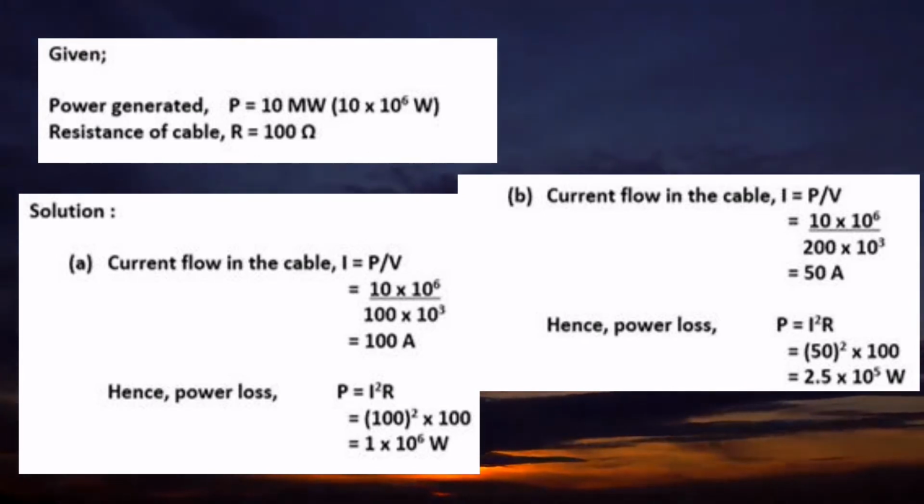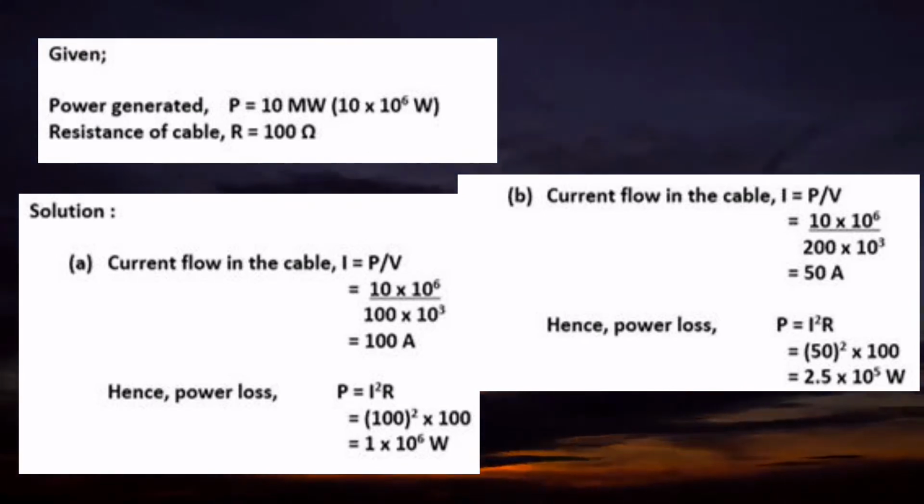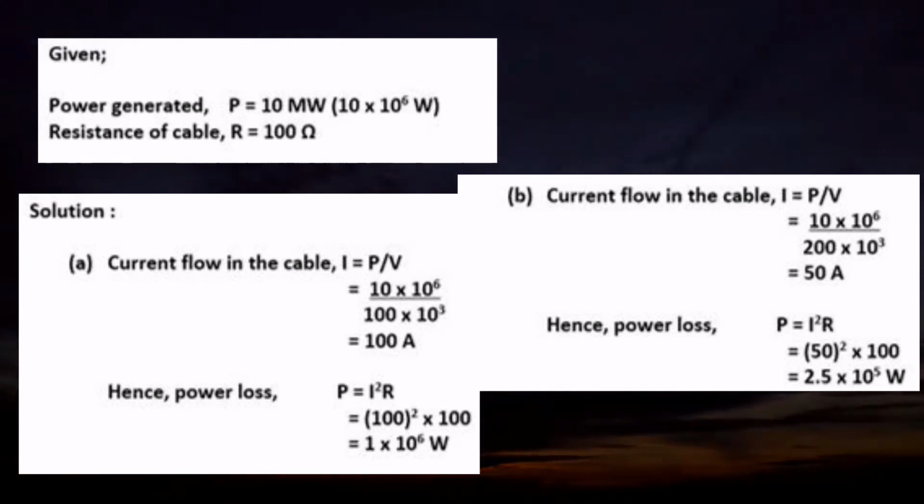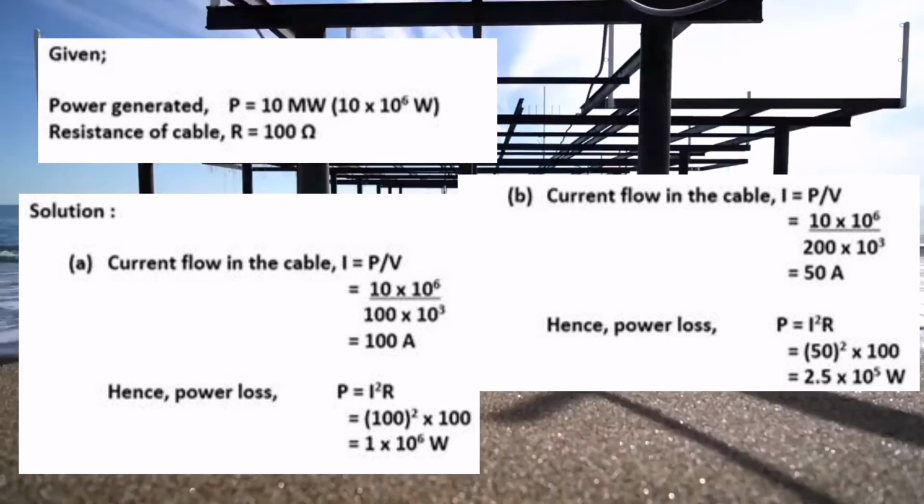And for B, when the voltage is applied at 200 kilovolt, which is higher than A, again, we find the amount of current flow in the cable first. So how to find the current flow? I is given by P divided by V. So the power generated is 10 megawatt divided by the voltage 200,000. So now the current flow in the cable is lower, which is 50 ampere.